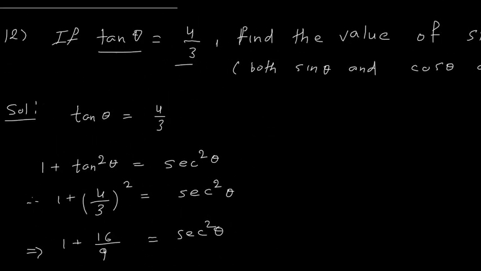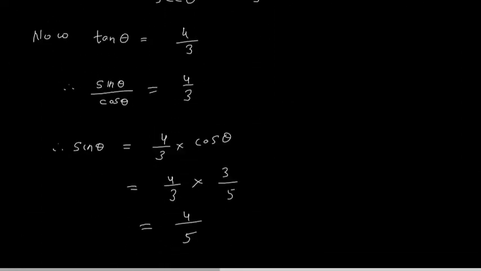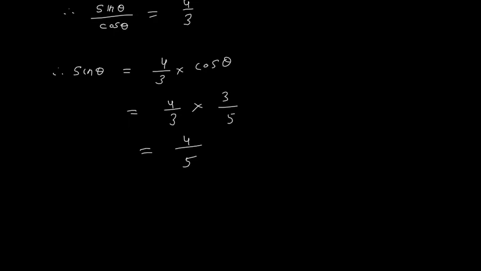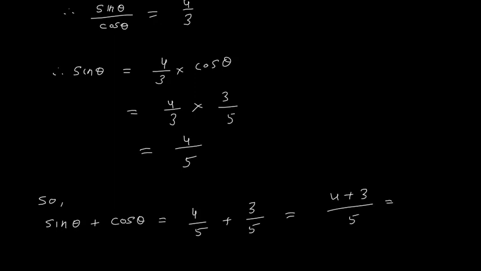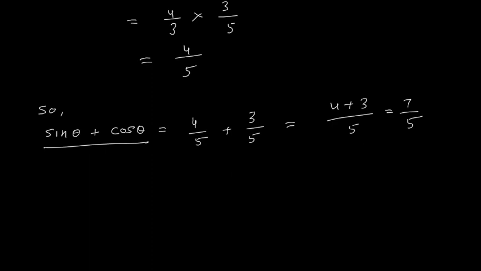Now as per problem, I have to find the value of sin theta plus cos theta. So sin theta plus cos theta is equals to, now the value of sin theta is 4 upon 5 plus the value of cos theta is 3 upon 5. It is 4 plus 3 whole divided by 5. So 4 plus 3 is 7. Answer is 7 upon 5. So sin theta plus cos theta, I get 7 upon 5.